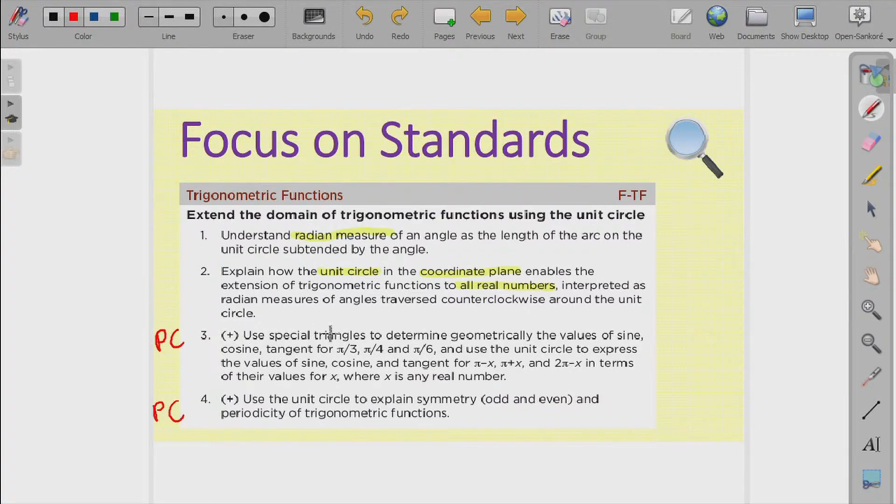For the curious, those standards relate to, again, the special triangles and being able to use geometry to determine the values of sine, cosine, and tangent for angles that arise in the context of special right triangles. Standard 4 talks about symmetry and periodicity and making the connection between the trig functions and the unit circle. This standard actually is addressed in Algebra 2 through the SLTs, but will be addressed in greater depth in pre-calculus.